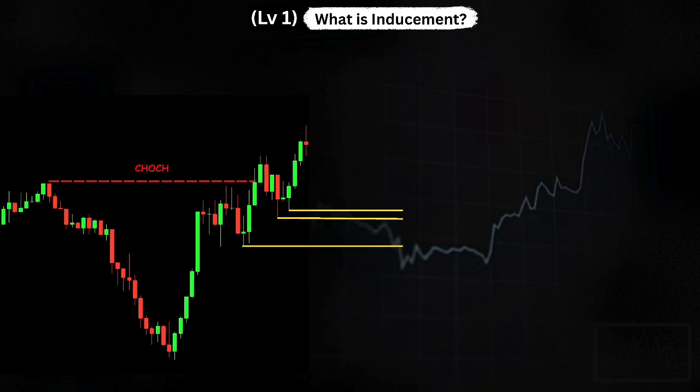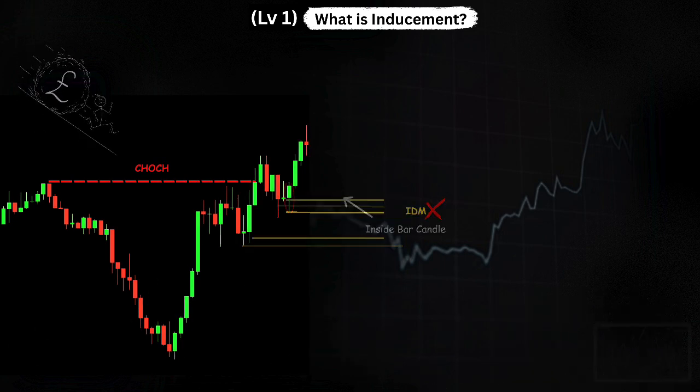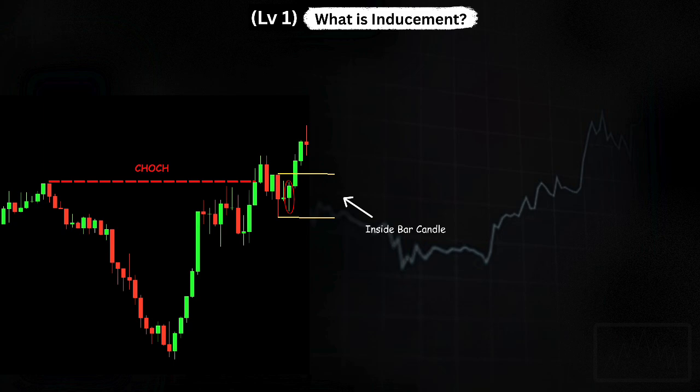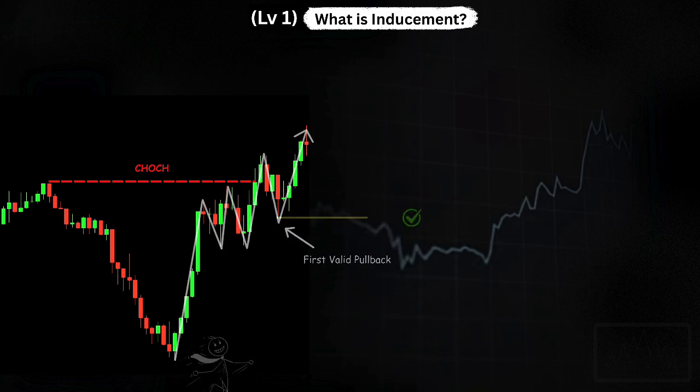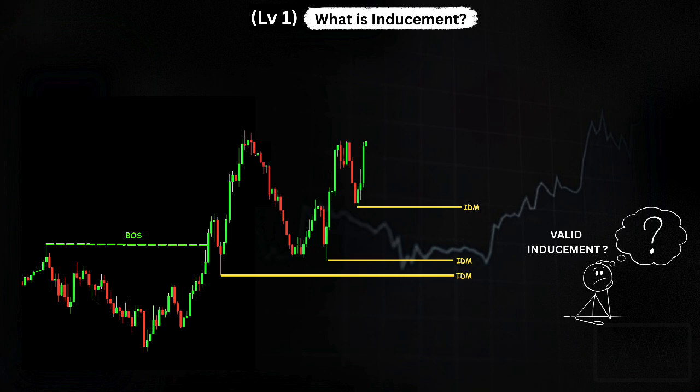Most traders will say the first pullback is a valid inducement, but that's wrong. This candle is an inside bar candle, so this first valid pullback will be known as inducement. Now, we're moving into one of the most advanced concepts, and this is where most traders make mistakes. So pause the video and tell me, which is the valid inducement?